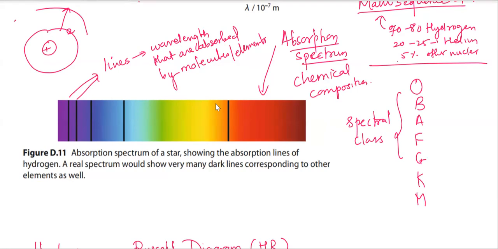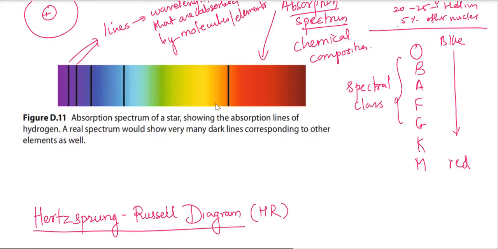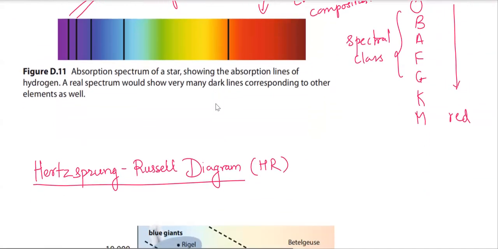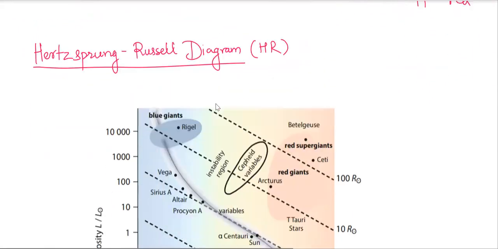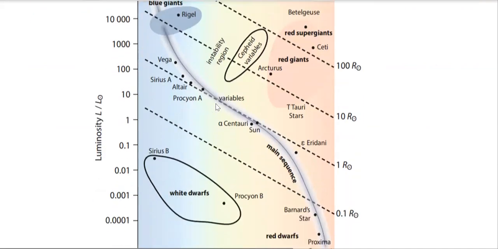So these are the spectral classes and each corresponds to a particular color. These are towards the red side of the spectrum, these are towards the blue side of the spectrum, and then it goes along like this. So blue ones are the hottest, and we usually draw a Hertzsprung-Russell diagram, that is the HR diagram, to explain this phenomenon.